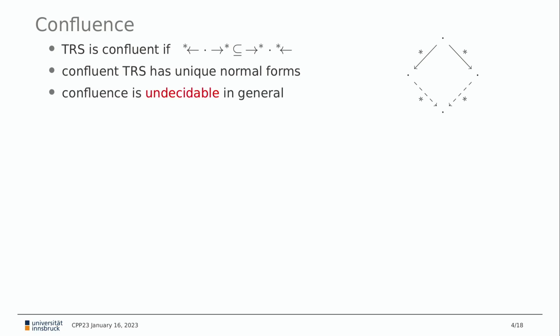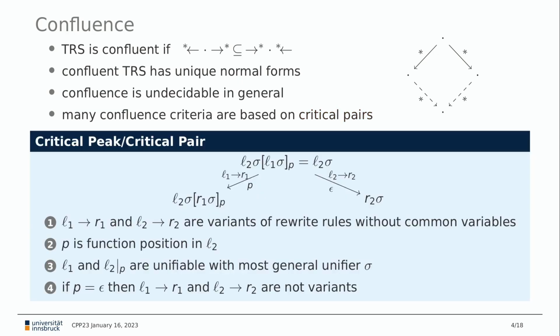Unfortunately, this is undecidable in general, so there's no algorithm to tell us for every term rewrite system whether it's confluent or not, but there exist many criteria for subclasses of term rewrite systems, and many of these are based on critical pairs. Also, the one that I formalized in the proof assistant Isabelle, the development closedness theorem, is based on critical pairs. So I'm going to show you the definition of critical pair.